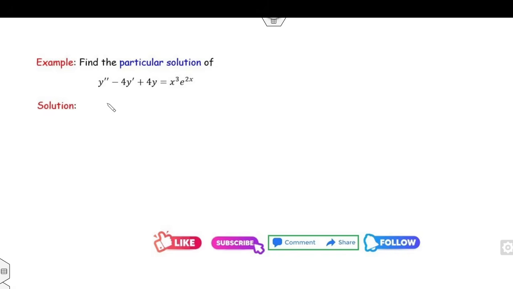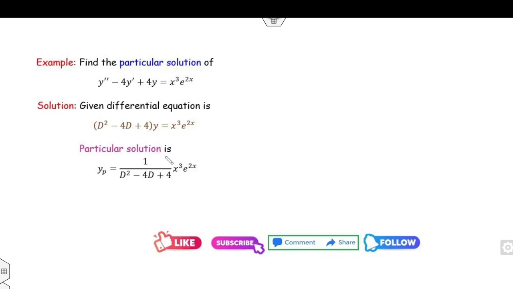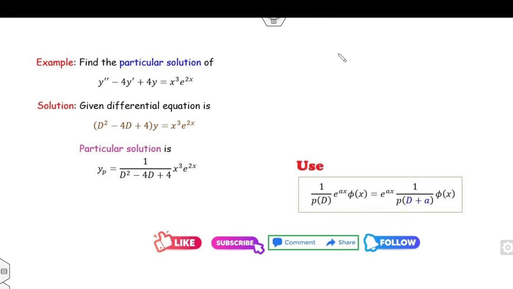Firstly, write this equation as (D square minus 4D plus 4) of y is x cube e raised to power 2x, where capital D is d over dx. So the particular solution is y equals 1 over D square minus 4D plus 4. Since the quantity is written as an exponential in product form, make sure this rule is applied only when it is an exponential and some function of x in product form, not in the form of plus or minus. Then we can apply this rule.